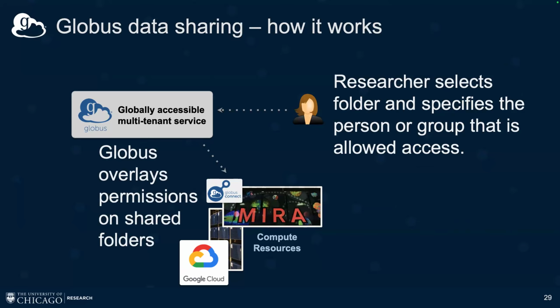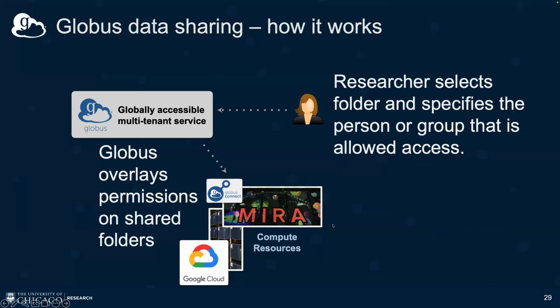So that's an important point. Globus doesn't change those underlying permissions in any way. It doesn't touch the local permissions on the storage system. The sharing permission that Globus stores is just an overlay on top of the already existing local permissions. So it is impossible for a researcher to share data that she herself does not have access to, for example.